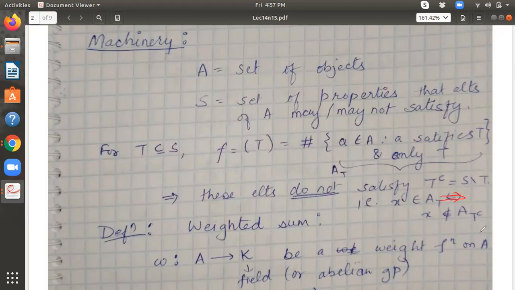So if X belongs to A(T), it ensures that X cannot belong to A(T complement). But as you have correctly pointed out, if X does not belong to A(T complement), which means X does not satisfy at least one of the properties of T complement, it does not guarantee that X has to satisfy all the properties of T and exactly those. It may so happen that X is failing on just one property of T complement. That's why it is not there. But that still will not allow X to come in A(T). You're right. Absolutely right.